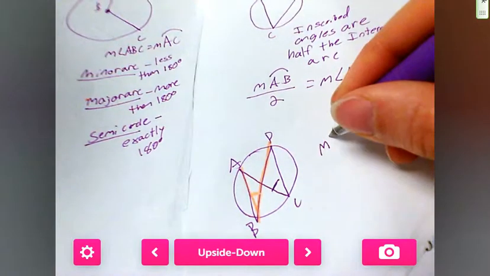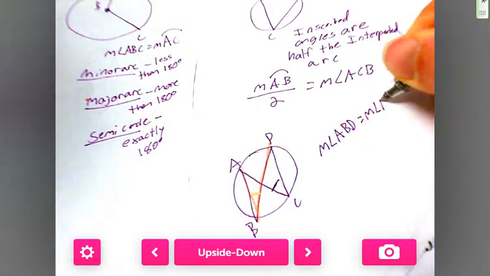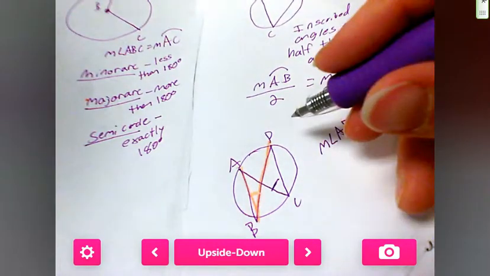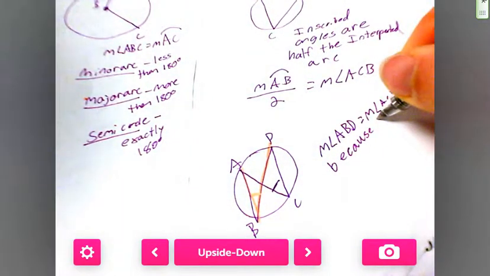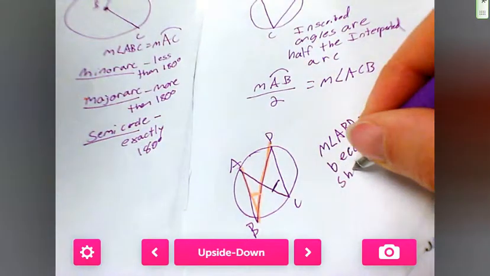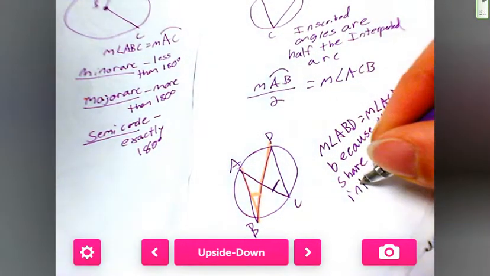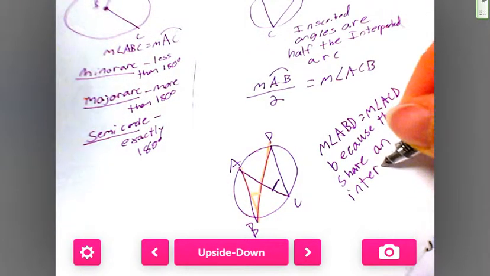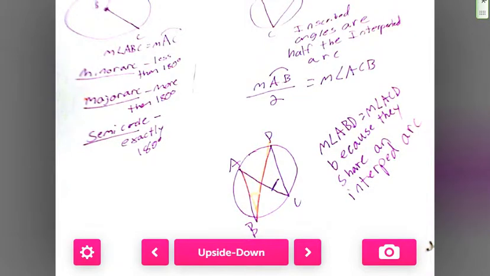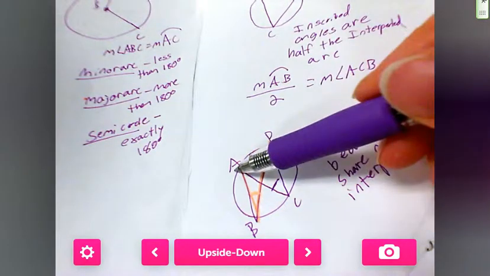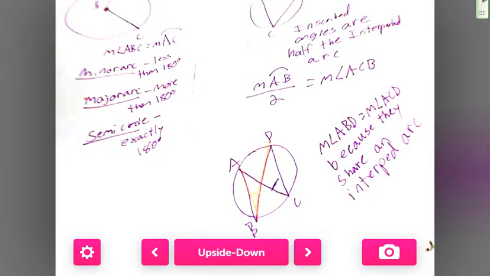The measure of angle ABD is equal to the measure of angle ACD because they share the same arc. They share an intercepted arc. So if 2 angles share an arc, if they are inscribed angles, they are equal to each other. That makes sense, right? If this was 50 degrees, each of these would be 25 degrees, right? Because they're half as big, so they would have to be equal to each other.